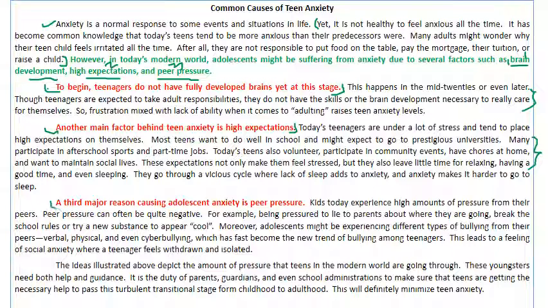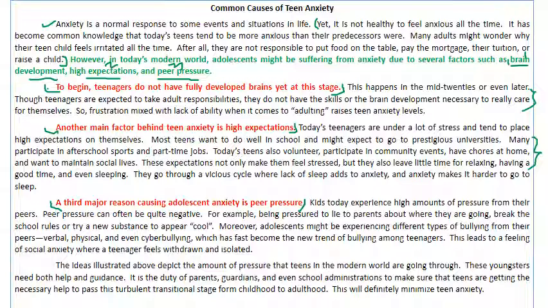Now, a third major reason causing adolescent anxiety is peer pressure. You explained that. Kids today experience high amounts of pressure from their peers. Peer pressure can often be quite negative. You're pressured to lie to your parents about going to a certain party or breaking a school rule to appear cool. Moreover, adolescents might be experiencing different types of bullying. Bullying is a type of peer pressure.